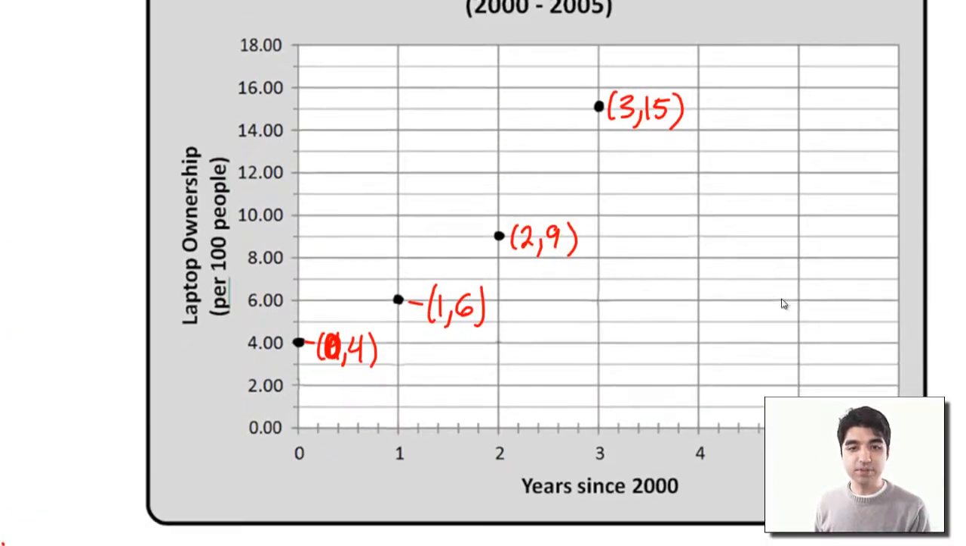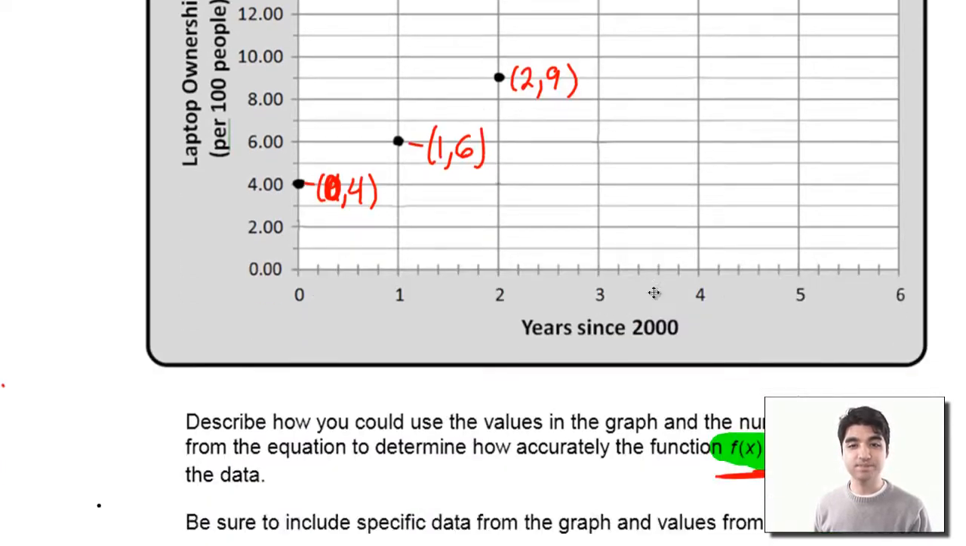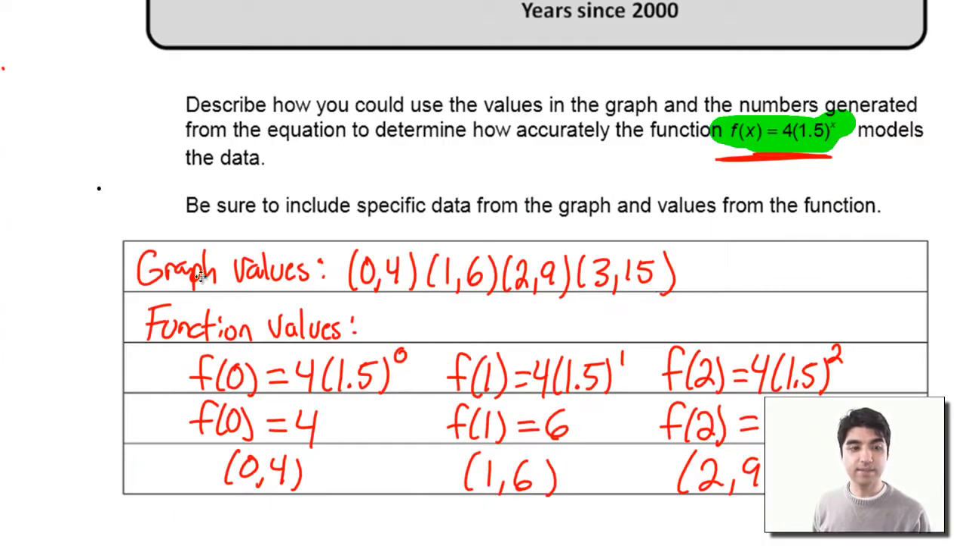Okay, so what we need to do is write down each one of these values. Previously I just wrote down the values for these dots: 0, 4; 1, 6; 2, 9; and 3, 15. Okay, so then I wrote those down here in this box. So it says the graph values are 0, 4; 1, 6; 2, 9; and 3, 15. Now I'm going to compare that with the values from the function. So the function values, you need to calculate them.